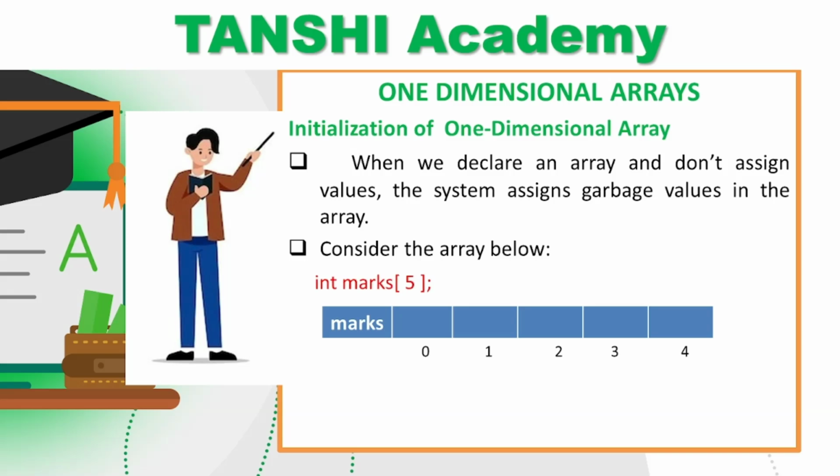Now consider the array below. We have integer max. When you declare that array, that is how it looks, and the index of an array would normally be the positions. If you want to access the elements of the array, you use the index, and you notice that the index of this array starts from 0 to 4.